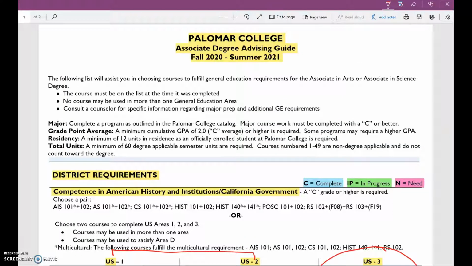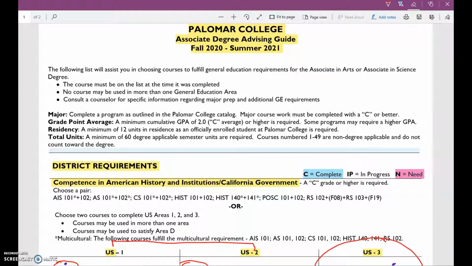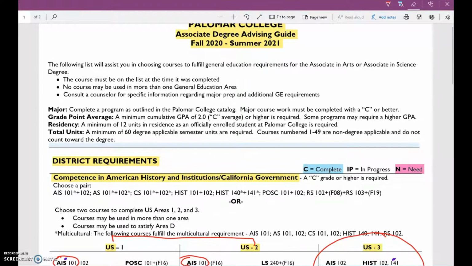So this is our AA advising guide. You'd be following this plan if your immediate goal is to complete a program at Palomar College and you're really not interested in transferring. Some of those programs would include our fire technology program, our dental assisting program, or our automotive technology program.